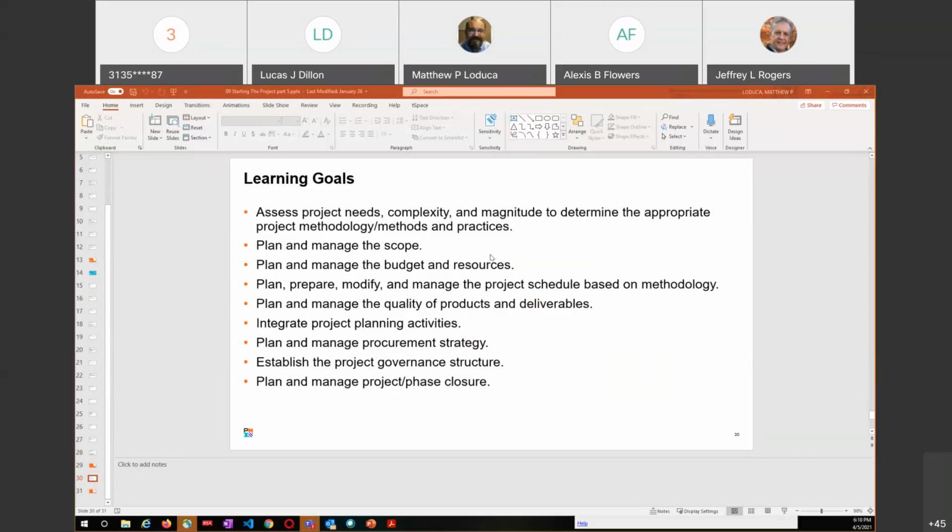Plan and manage the quality of products and deliverables. I guess you guys talked about that. But make sure you've got that down. Make sure you know the difference between quantitative and qualitative quality stuff. Integrate project planning activities. That was all that Chapter 4 stuff from the PMBOK. You guys should have all of that out there. Plan and manage procurement strategy. We talked a little bit about closing procurement.